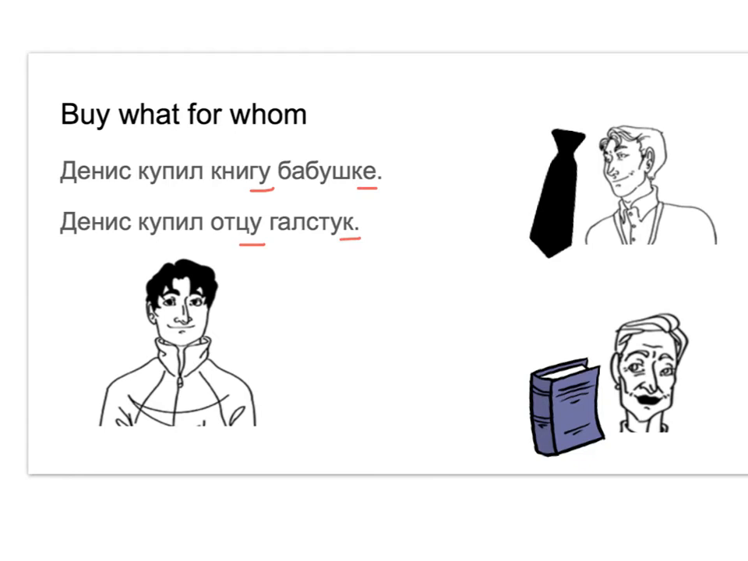First find the things that are being bought. Книгу, галстук. What case are they? Can you tell by their endings? Then find the people who are being bought for. Бабушке, отцу. Can you tell by their endings what cases they are in?